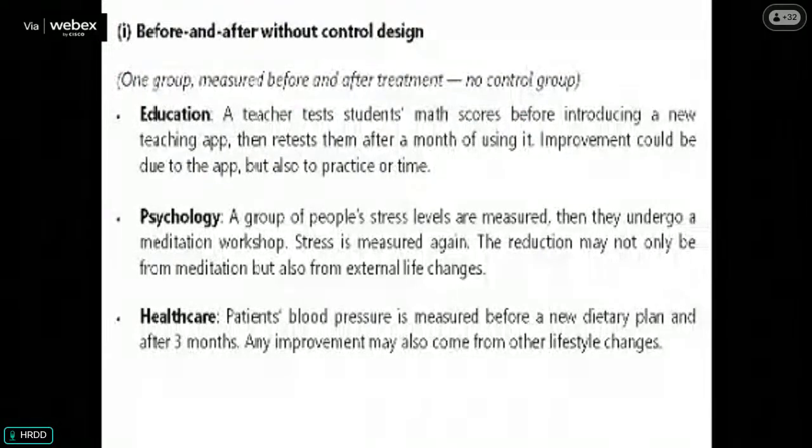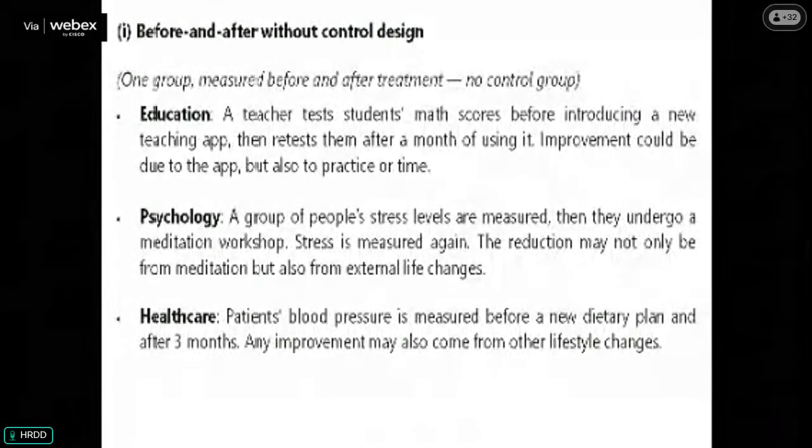So here you can extend it to other examples, as I try to do in every class, that before and after without control. Education: a teacher tests students' math score before introducing a teaching app and then retests them after a month of using it. Improvement could be due to the app, but also due to practice, how much practice he has done, or the time. Psychology also: a group of people's stress levels are measured, then they undergo a meditation workshop. Stress is measured again.